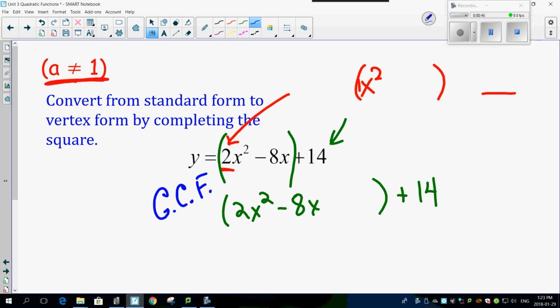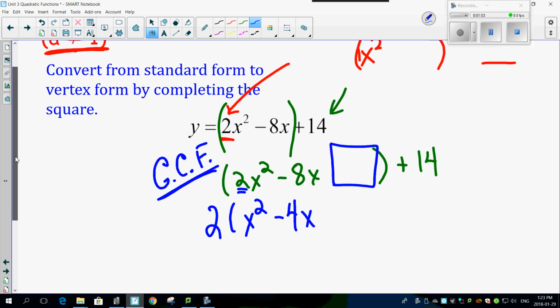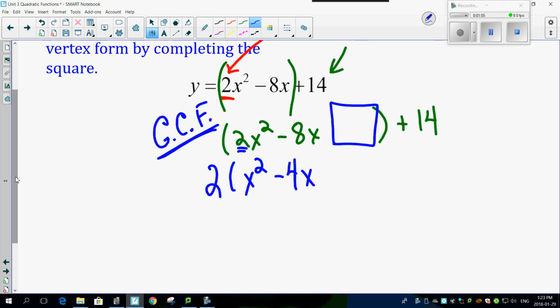GCF, greatest common factor. Factor out that number in front. If you factor out that number in front, means taking out a 2, which means this is an x squared, this is now a 4x. Don't forget, you've taken a 2 out of this value as well. And I'm going to show you what to do a little later on. It's one extra step just to kind of see what happens. So same as before, there's 14.